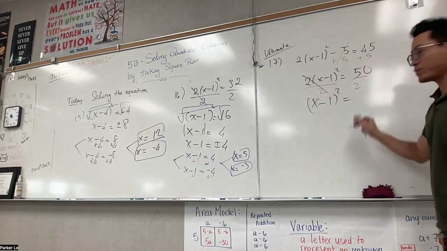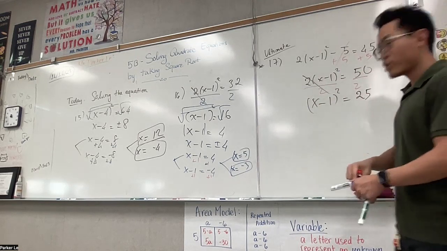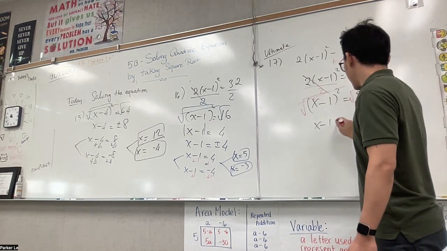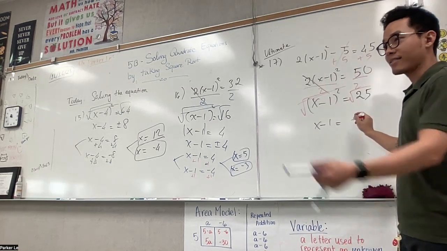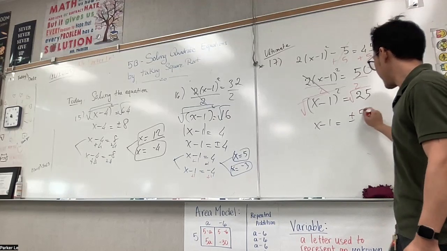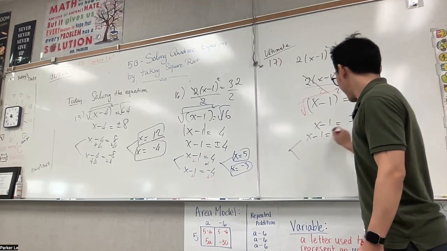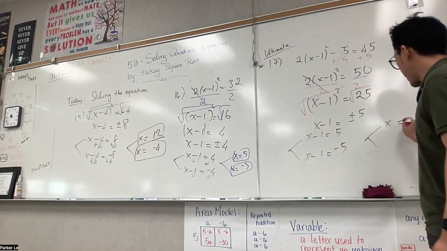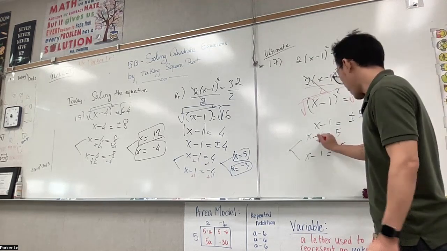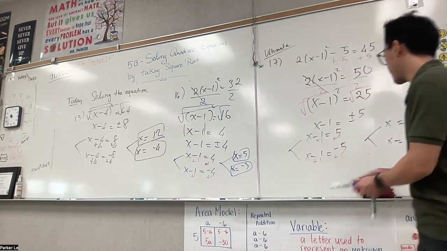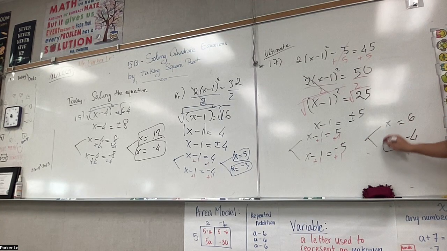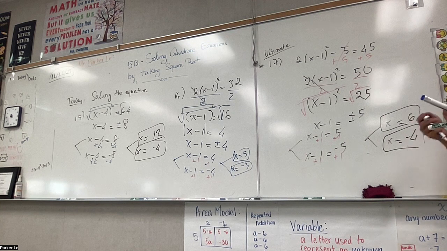50 divided by 2 is 25. What next? Square root it. Not that hard. So the square is gone. So you have x minus 1 equal to? Plus and minus. Plus minus 5. Good. So one is 5, one is negative 5. Right? What are you going to do next? 6. Good. That means you add 1. So 5 plus 1 is 6. And then negative 5 plus 1 is negative 4. Okay, so 1 point.